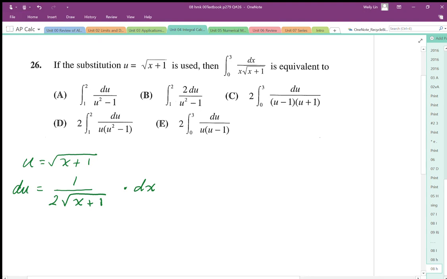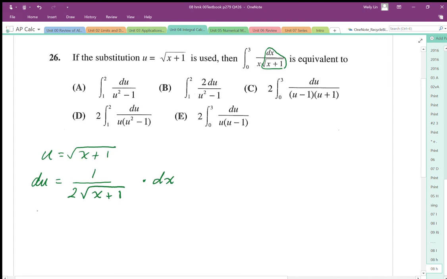Now, one thing we want to recognize is that the du actually includes the main part of the function. So this du that I've calculated has that part of the function. So if I rearrange this, we end up with 2 du is equal to dx over square root of x plus 1. And this is different than normal because normally the u is included in the main part of the function, but in this particular case, the du has the x plus 1 term in it.